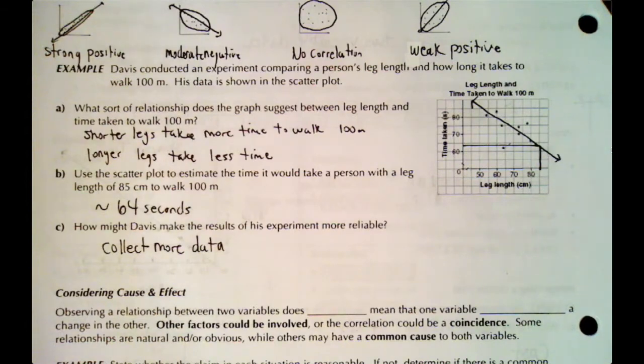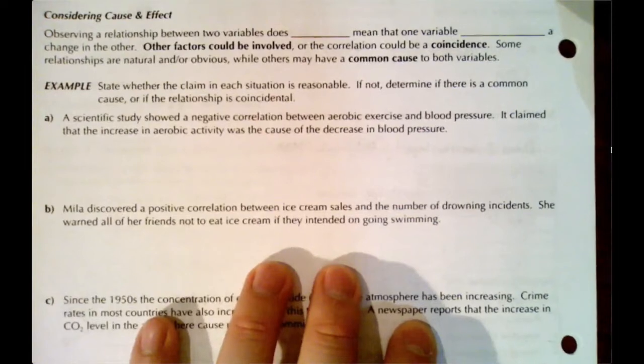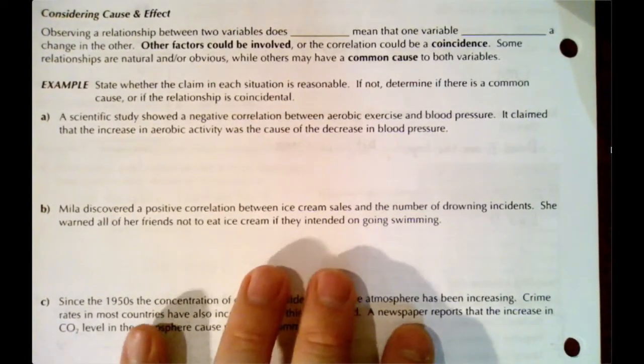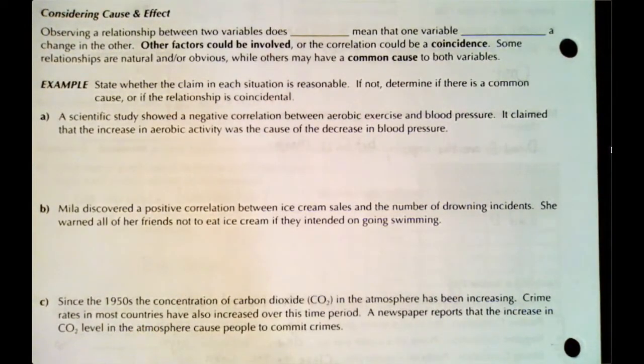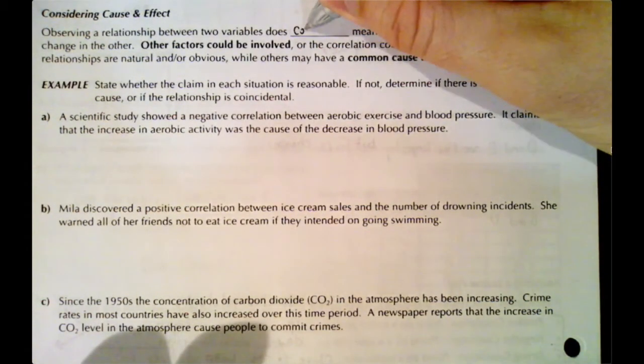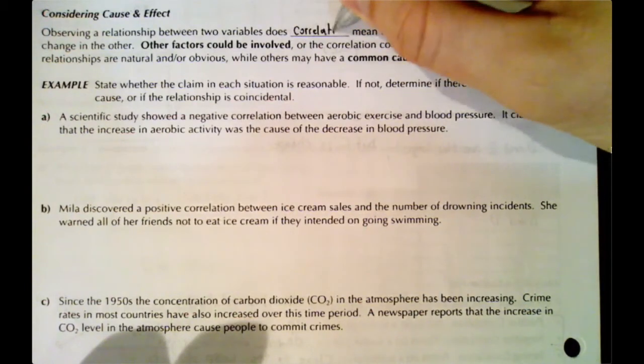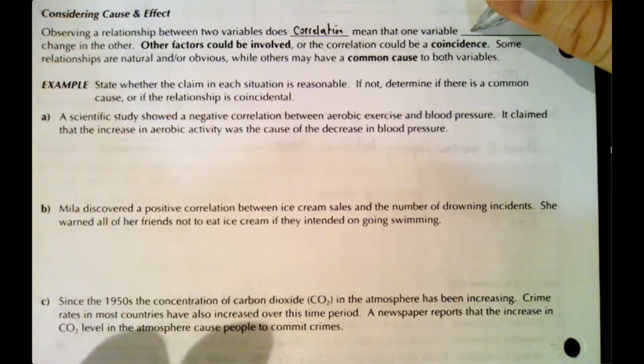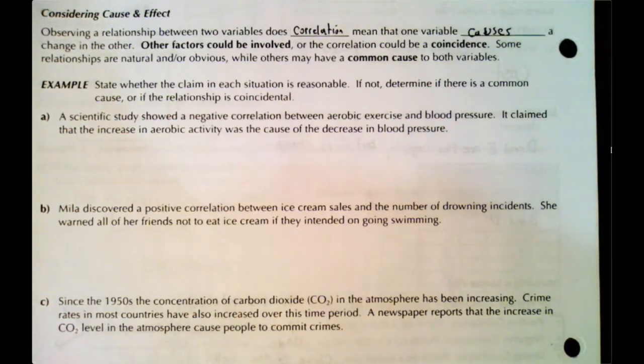It's easy to get a strong correlation with limited data. It's harder to get a strong correlation with a lot of data. And that's where it gets really interesting, is when you have a lot of data and you can get a strong correlation. Why is this relevant? Well, it's relevant when you try to consider cause and effect, when you try to decide if something actually causes something else. So when you observe a relationship between two variables, does the correlation mean that one variable causes a change in the other?